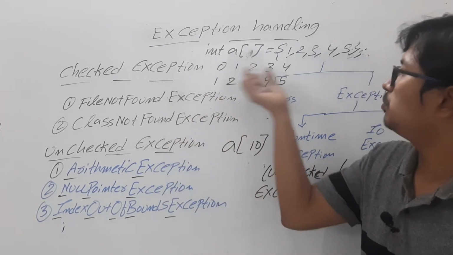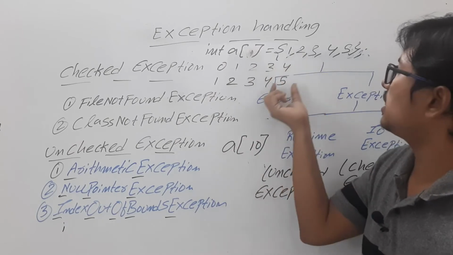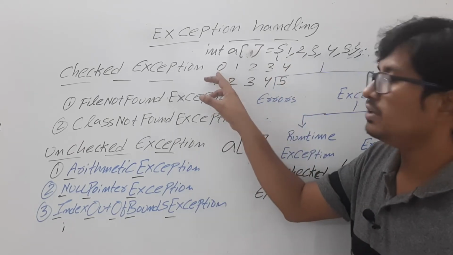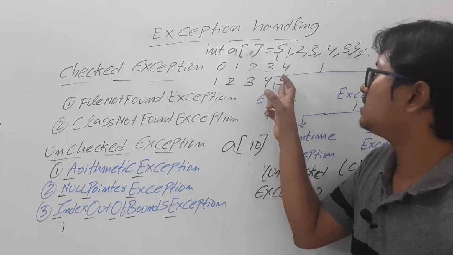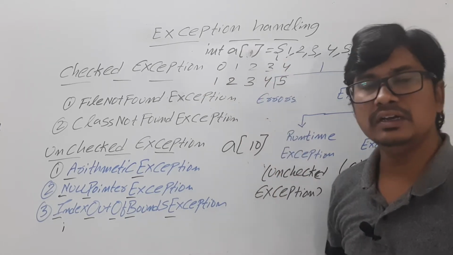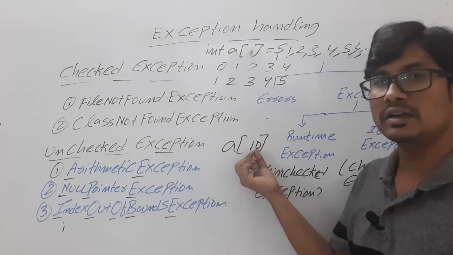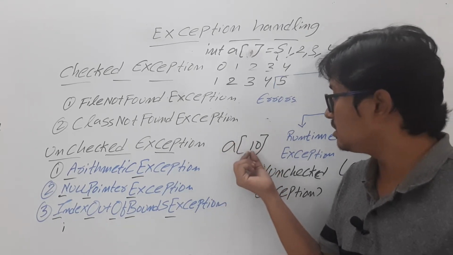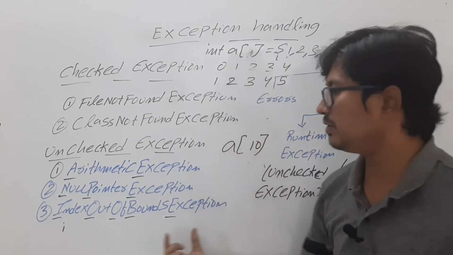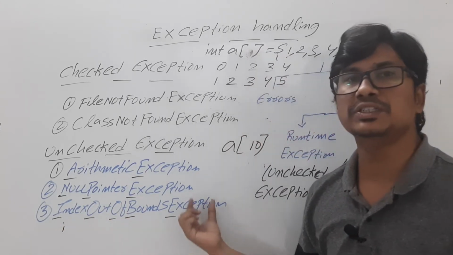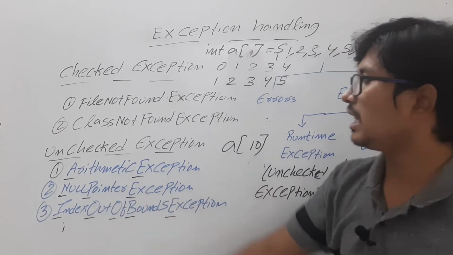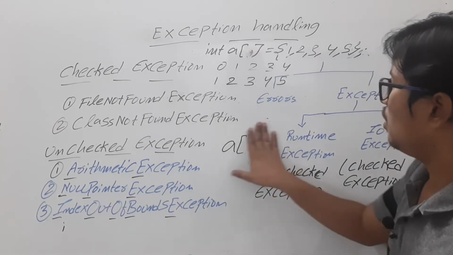No, it is having up to index 4 because the size of the array is 5. So always the index will start from 0 and go up to size minus 1. As the size is 5, it will go up to index 4. But you are trying to print a value which is out of this index. So that's why you will get an error called index out of bounds exception. Is it clear?